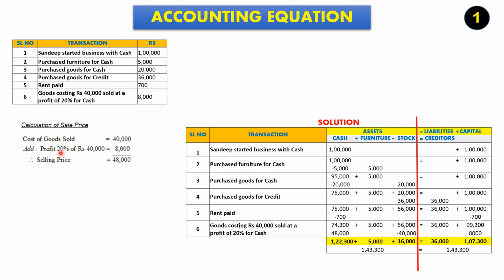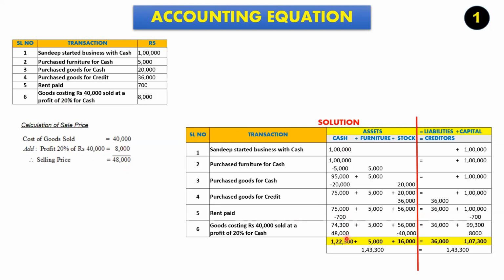20% means we have to take 20 divided by 100. 20 divided by 100 into 40,000. Two zeros are gone. 400 into 2, 20. That means 4 2s are 8, and the remaining 3 zeros, so it becomes 8,000. So total, that is 48,000 rupees. That means I am selling at 48,000 rupees for cash, right? That means I am getting the cash of 48,000 rupees.